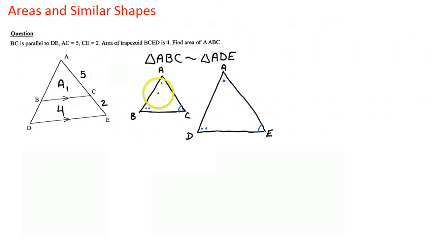So we want to find the area for triangle ABC. Since we don't know what it is, let's give it a name. We'll call it A1. And since I know the area of the trapezoid BCED, we can say that the area of triangle ADE is A1 plus 4. We know a couple lengths here. We know this is the length of 5 and this is the length of 7.